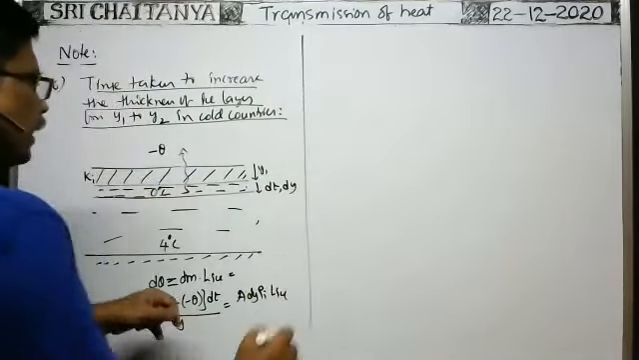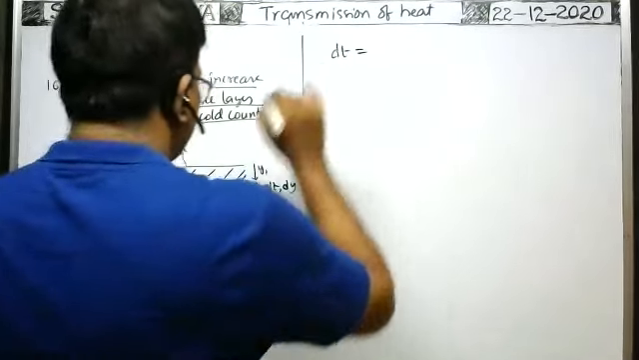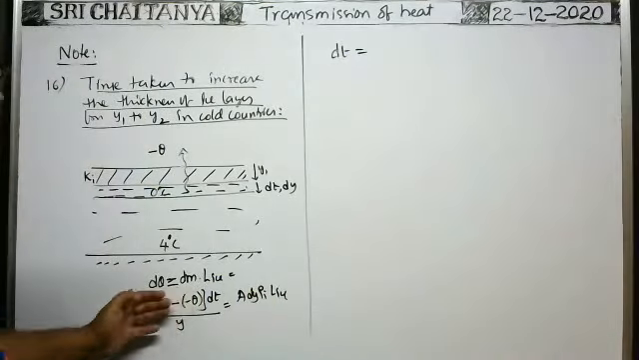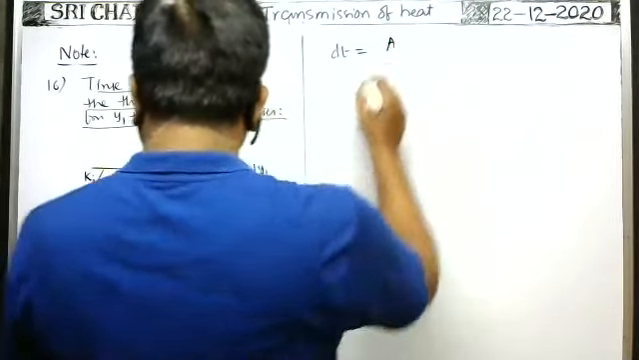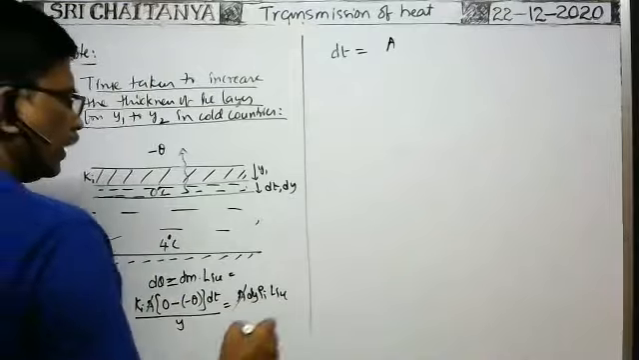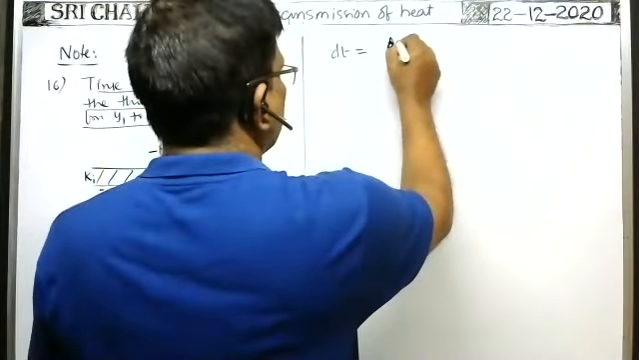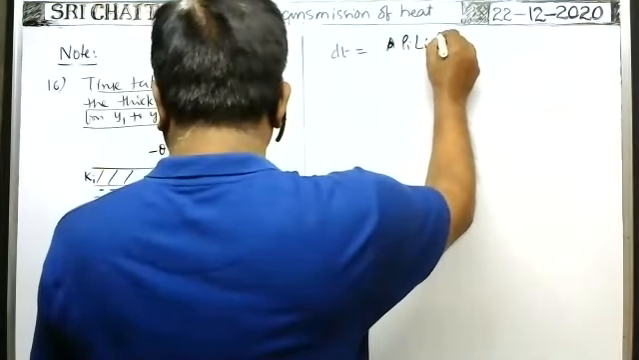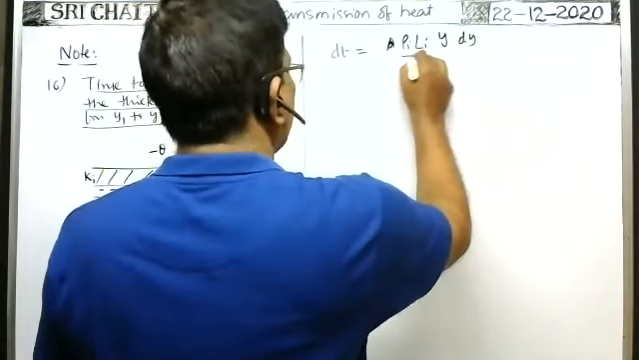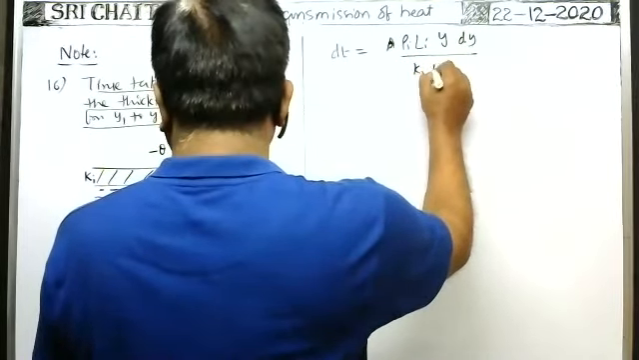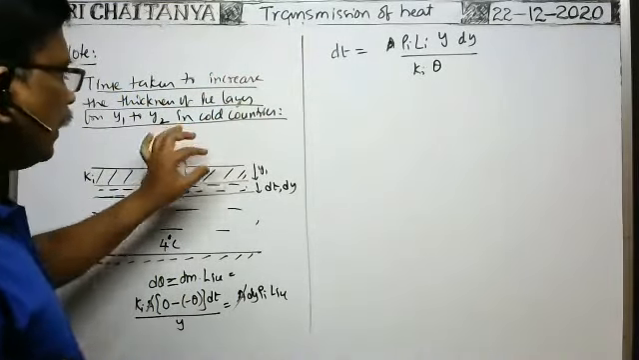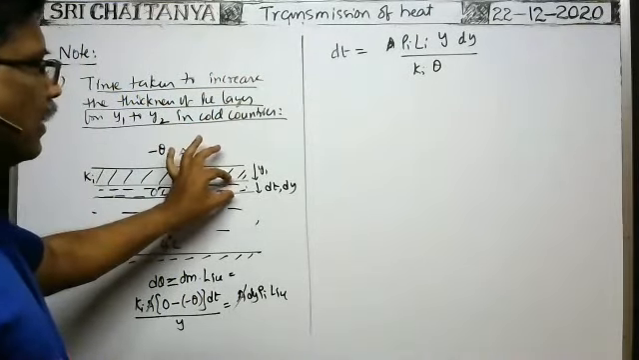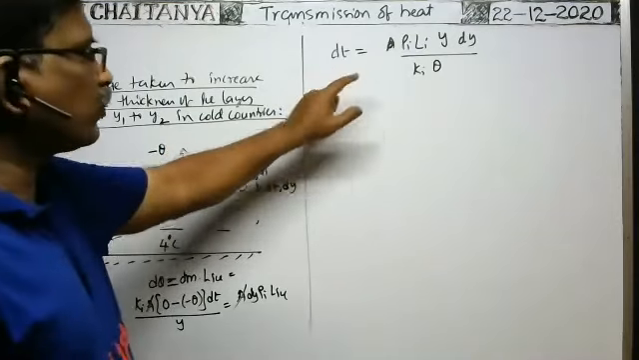From this we have to find dt. dt is equal to, do cross multiplication totally. Here A cancels. dt is equal to rho I Li y dy by Ki theta. So the time taken to form the small thin ice layer having thickness dy is this one.